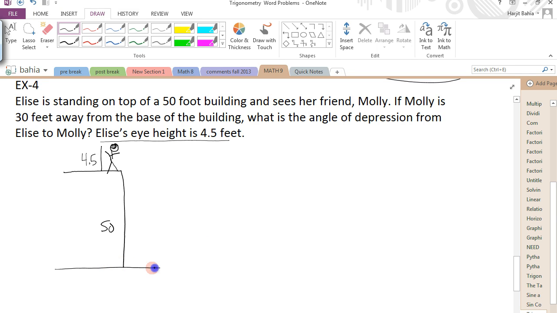Molly's on the ground. Molly is 30 feet away from the building. So there's the building, 30 feet right about there. So there's Molly. And she's also got some broken body parts, it seems like. I don't know why, but okay, there's E for Elise, M for Molly.